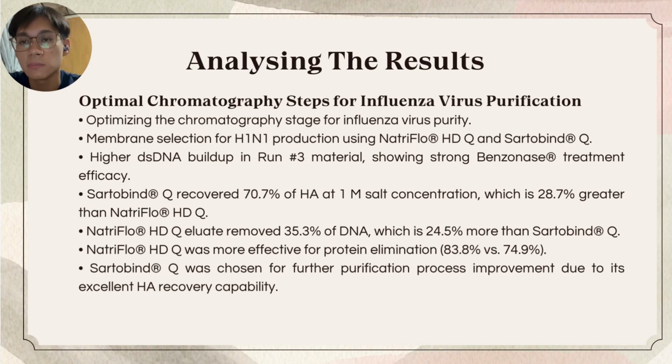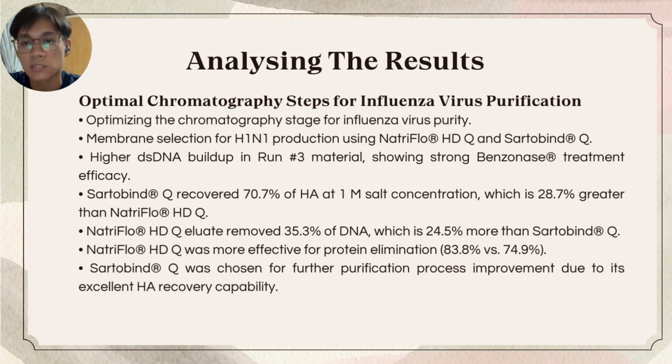Higher dsDNA built up in run-3 material, showing strong benzonase treatment efficacy. Sartobind Q recovered 70.7% of HA at 1 M salt concentration, which is 28.7% greater than NatureFlow HDQ. NatureFlow HDQ eluate removed 35.3% of DNA, which is 24.5% more than Sartobind Q. NatureFlow HDQ was more effective for protein elimination, at 83.8% versus 74.9%.